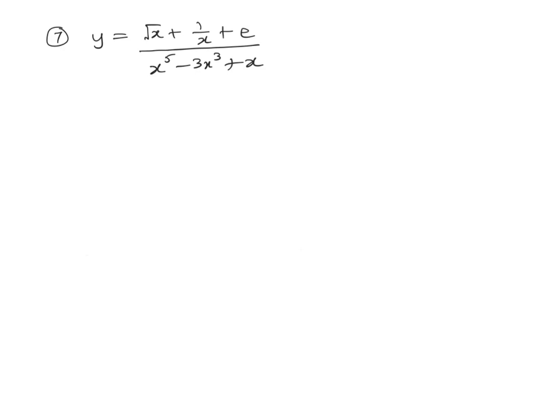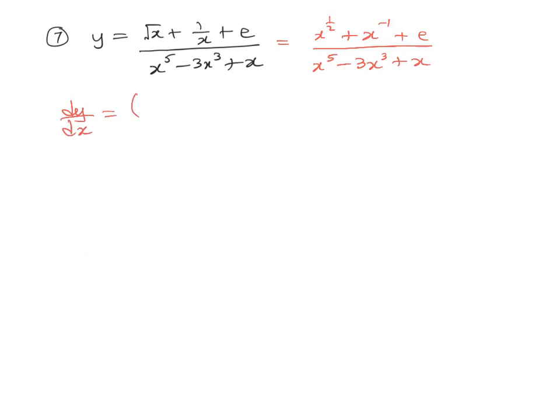Again, I don't like the way this is written, so I'm going to write it a little differently before I take the derivative. So this is x to the 1/2 plus x to the -1 plus e over x to the 5th minus 3x cubed plus x. So now again, when I do the quotient rule, dy dx equals, first I take the derivative of the top.